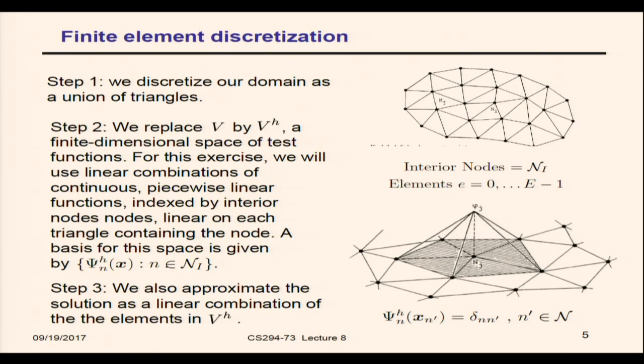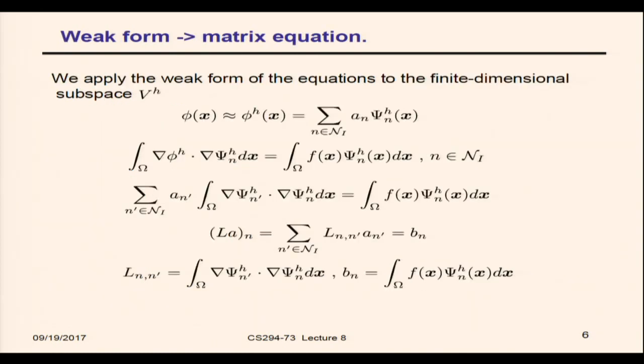The final step is how do we approximate the solution? Well, we're going to use the same set of test functions to approximate the solution. It's going to be a linear combination of the elements in VH. In the back of your mind, VH is, by definition, a basis for a finite dimensional space. It's a minimal basis in the sense that the dimensionality of the space is ni, the number of functions is ni, so there's no redundant functions here. And we're using that basis to construct approximate solutions. So we apply the weak form of the equations to the finite dimensional subspace VH.